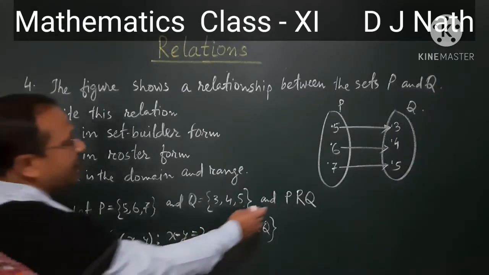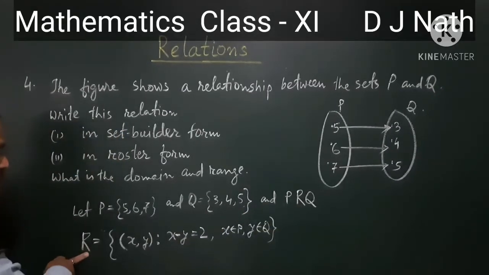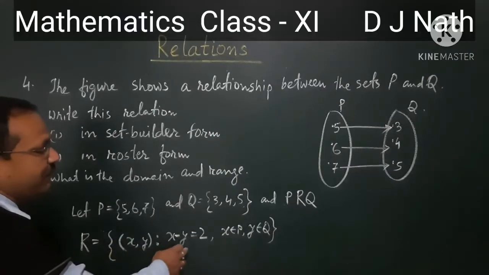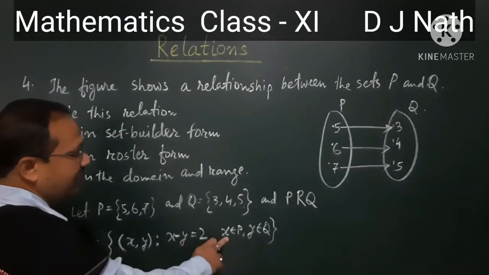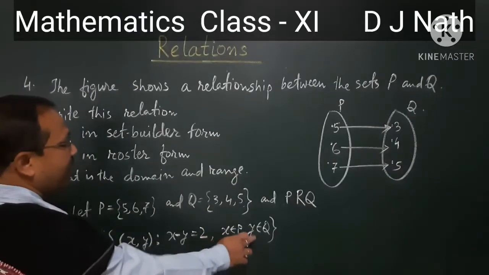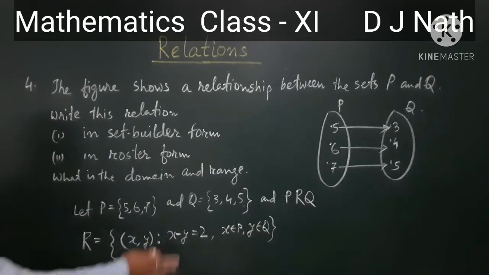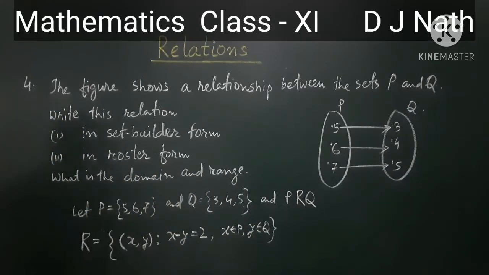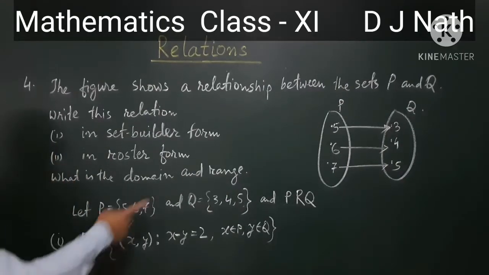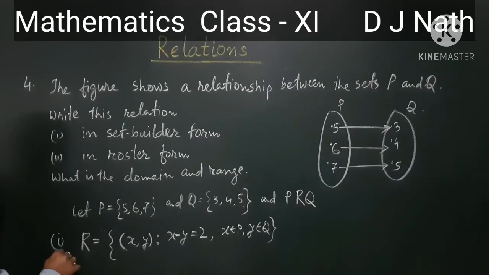Okay, so P is related with Q, which way? What is this relation? X minus Y is equal to 2. So then you can write X belongs to P and Y belongs to Q. So it is very clear, that will be the relation in set builder form. And what will be in roster form? Roster form you already know.